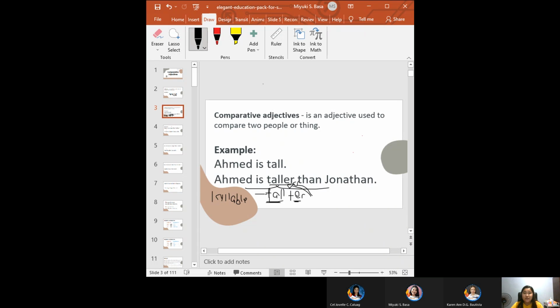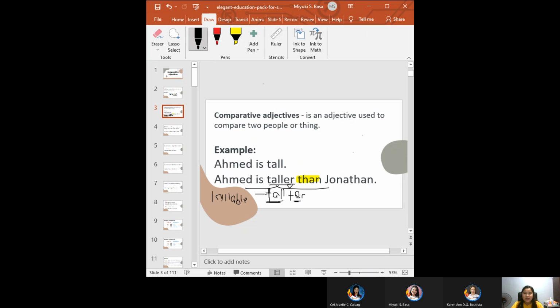So can you please repeat our first rule, Ms. Bautista? Our first rule, ma'am, is if the adjective has one syllable, we will just add the suffix er to make it comparative adjectives. Okay, that's right. And always remember that the comparative adjective is always followed by the word than, because than is used to introduce the thing that the subject is being compared to. Do you understand, guys?